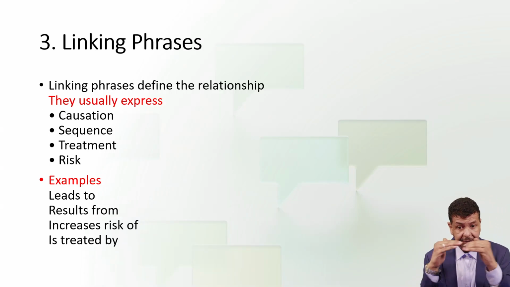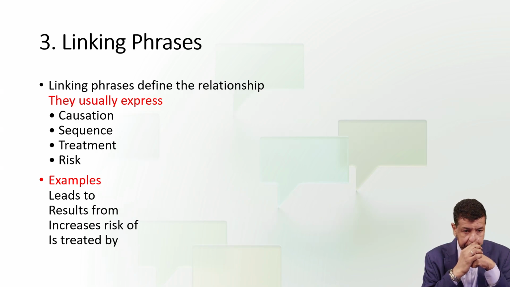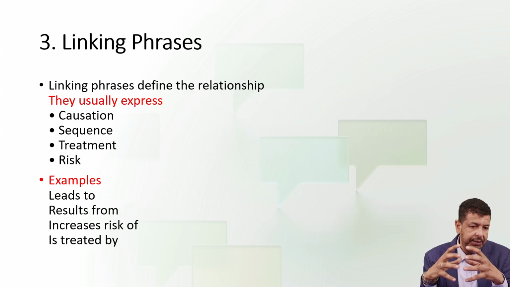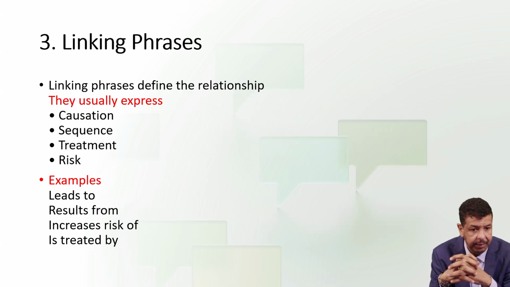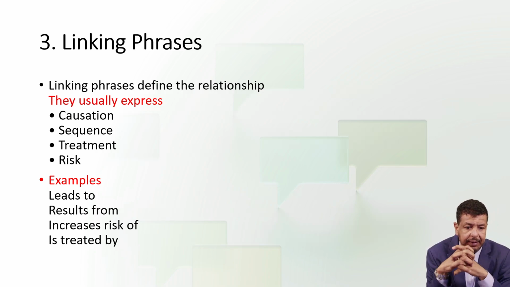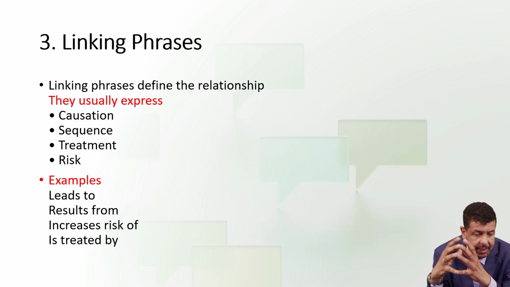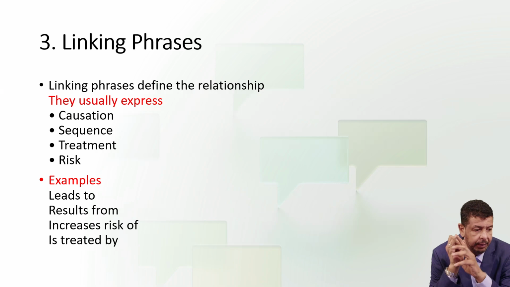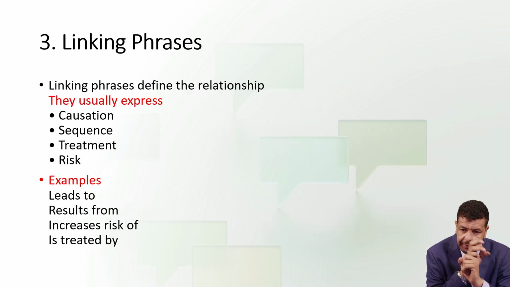Then the linking phrases at the top of the linking lines define the relationship. Usually these linking phrases express causation, sequence, treatment, risk, and so on. Examples of these linking phrases are leads to, results from, increases, decreases, treated by. So, concepts, linking lines, and linking phrases.